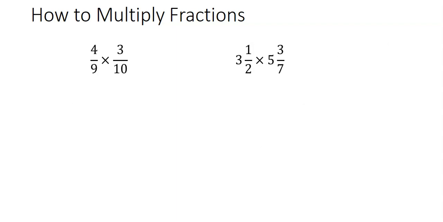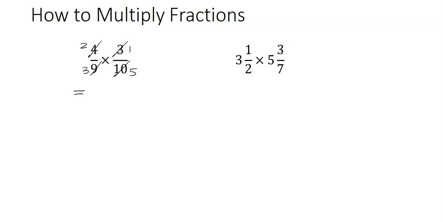Let's look at that with this next example here. 4 ninths times 3 over 10. 4 and 10 have a common factor of 2. So I'm going to cancel by a factor of 2. 4 divided by 2 is 2. 10 divided by 2 is 5. 3 and 9, common factor is 3. Cancel that out. 3 divided by 3 is 1. 9 divided by 3 is 3.